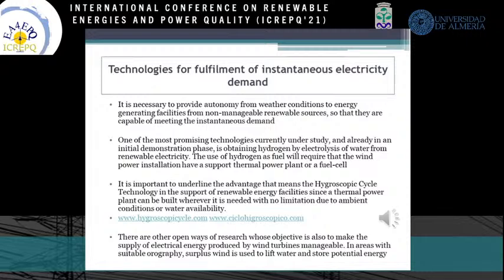The use of hydrogen as a fuel will require that the wind power installation have a support thermal power plant or a fuel cell. In this way, the market demand for electricity can be met, either through that obtained directly from wind turbines or through that obtained from the fuel cell installation or the combustion of hydrogen to drive a steam turbine, a gas turbine, or an internal combustion engine. The chemical process will only take part when the wind turbines require support to provide 100% of the installed power.